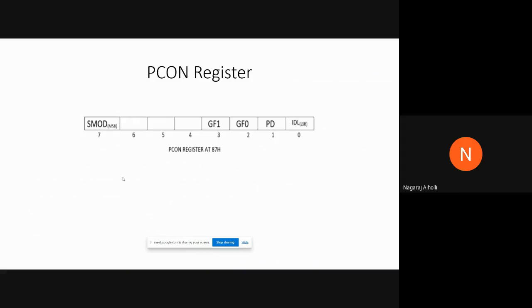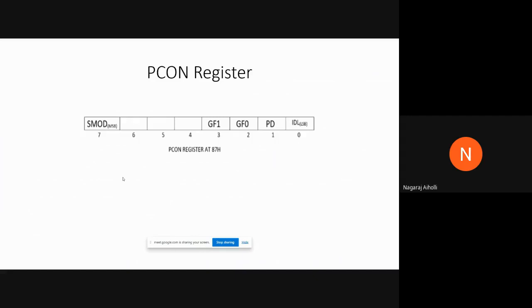Starting with the MSB, it is the SMOD bit, the serial mode bit. This SMOD bit is used to double the baud rate. If SMOD is equal to 0, the baud rate is the normal baud rate. But if the SMOD bit is made equal to 1, then the baud rate will become doubled.